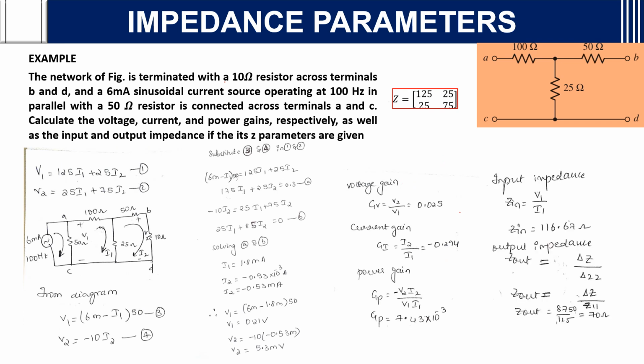For input impedance, Zin is equal to V1 by I1. If you substitute, you will get 116.67 ohms. For output impedance, we have already seen that it is delta Z by delta 22. Delta Z is 125 into 75 minus 25 into 25, which gives 8750. And delta 22: the second row, second column needs to be eliminated, so that is nothing but the Z11 value, which is 125. So 8750 by 125 gives 70 ohms as the output impedance.